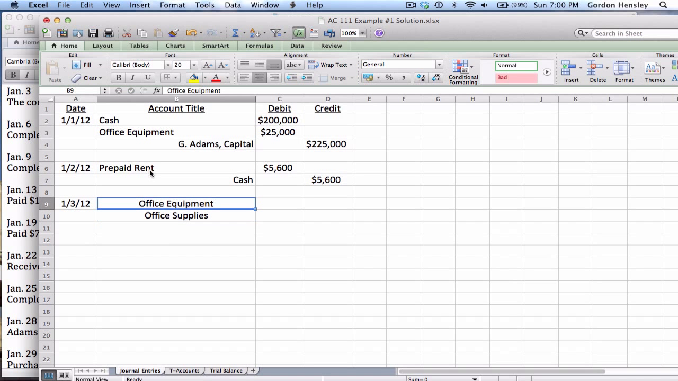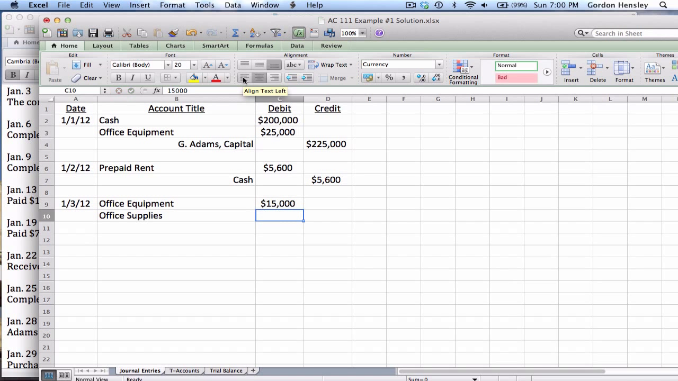So I want those 2 assets. And in fact, I want those 2 assets to be debits. So I purchased $15,000 in office equipment, $2,000 in office supplies. So by debiting, that will raise the value of both of those assets. Now again, I cannot have a journal entry that doesn't balance. I have to have $17,000 over here as a credit.